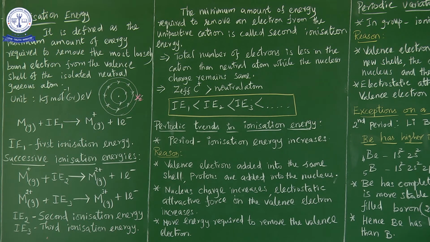Then the removal of the third electron. The third electron is not removed from the neutral atom or from M plus. It is removed from M2 plus, the bivalent metal cation in the gaseous state. We get a trivalent metal cation. So the removal of the third electron from the bivalent metal cation is known as third ionization energy. So here the definition: the minimum amount of energy required to remove an electron from the unipositive cation.